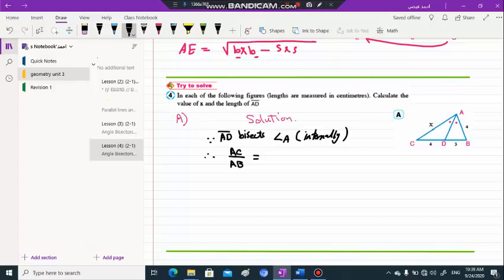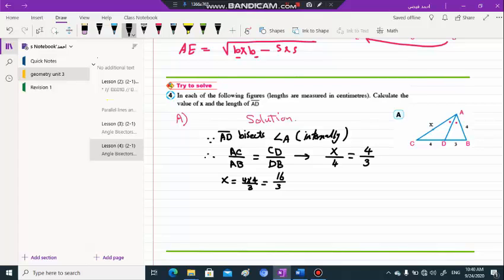I will start with AC. So AC over AB equals CD over DB. AC equals x, AB equals 4, CD equals 4, DB equals 3. So x equals 4 multiplied by 4 divided by 3. So 4 times 4 will be 16 over 3. The length of x is 16 over 3.